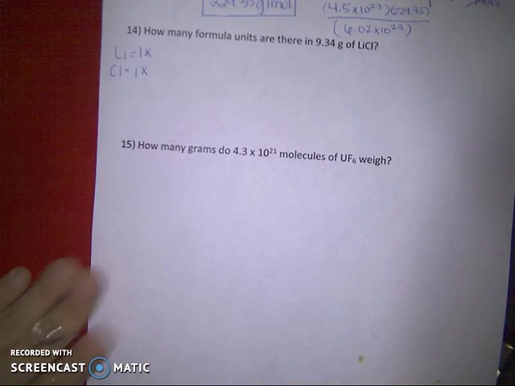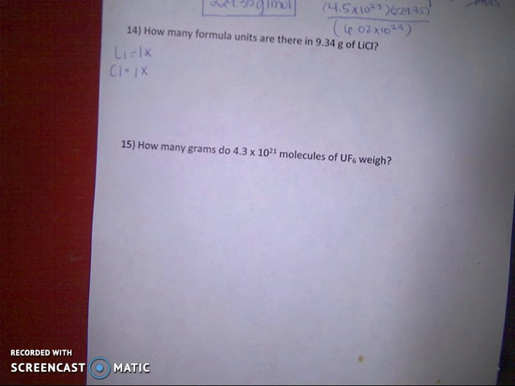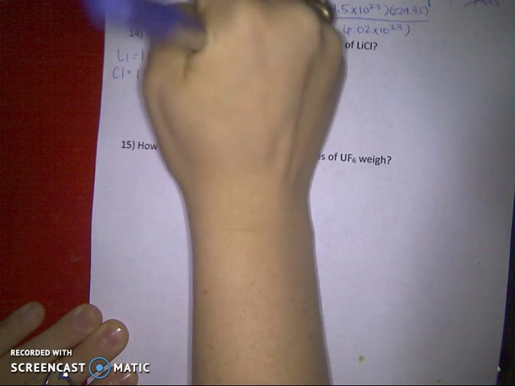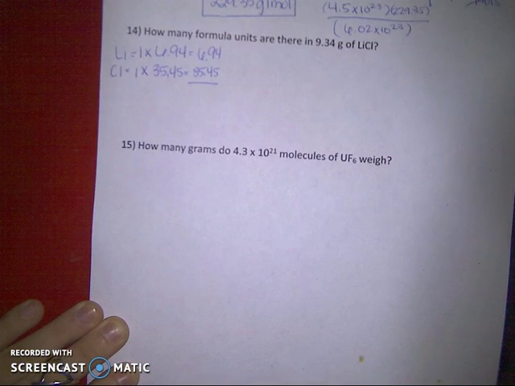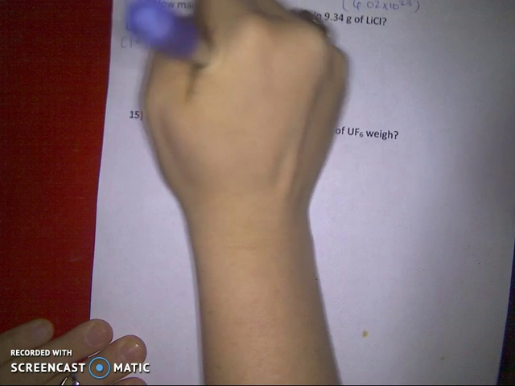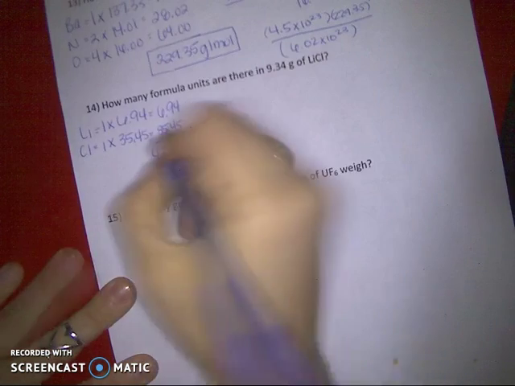I'm going to multiply both of those by whatever atomic mass I find on the periodic table. Li's atomic mass is 6.94, and Cl's atomic mass is 35.45. Any number times 1 is itself, so 6.94 and 35.45. Those are individual masses, so we need to total them up because we're trying to find the total mass. So I'm going to add 6.94 plus 35.45, and I'll get that that's 42.39 grams per mole. I'm going to box that in.